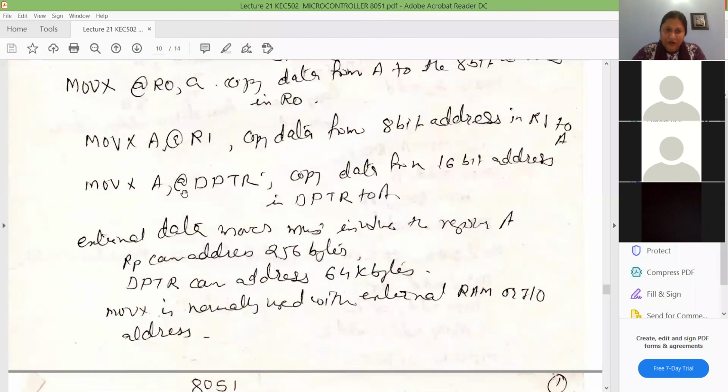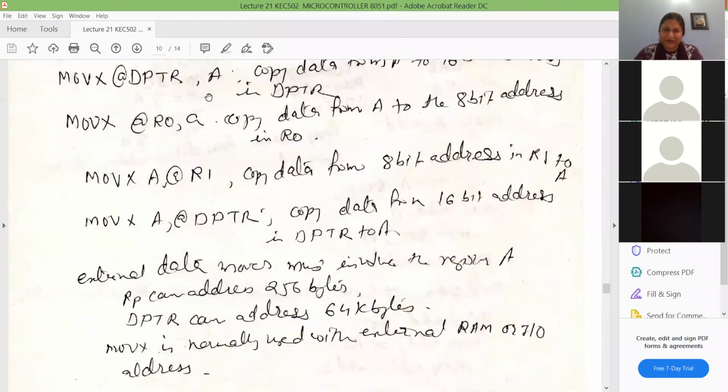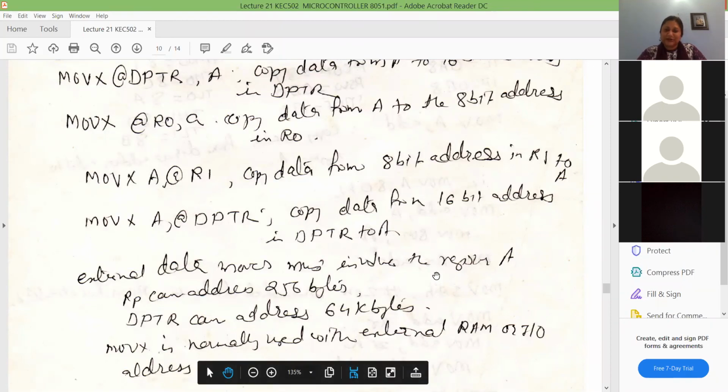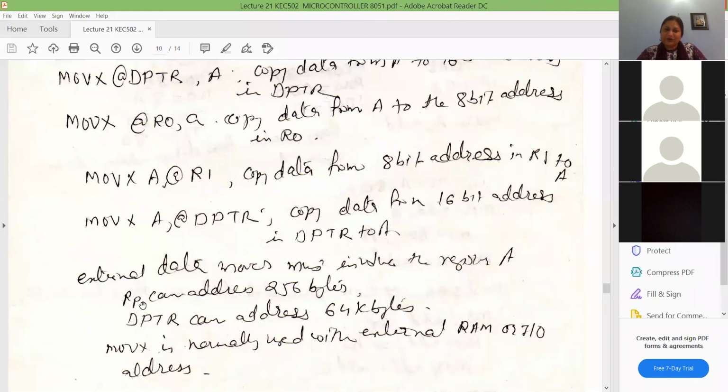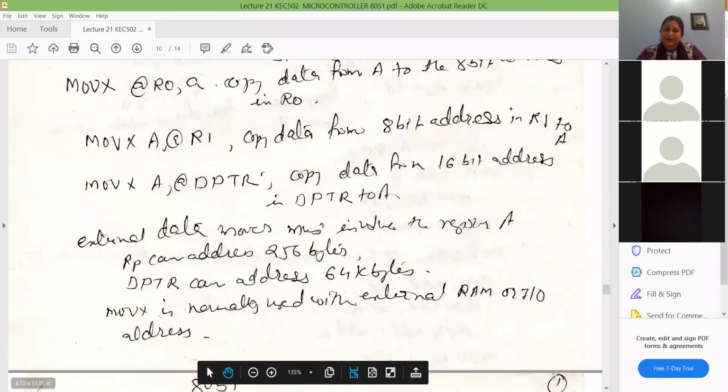So what is the condition? If you see, in all external moves the accumulator must be there. Here also accumulator is there, here also, here also. So all external data moves contain register A. RP can have the address 256 bytes because it is an 8-bit register, and it can be only R0 and R1. DPTR can have address 64K because it is a 16-bit address. MOVX is normally used with external RAM or input-output addresses.